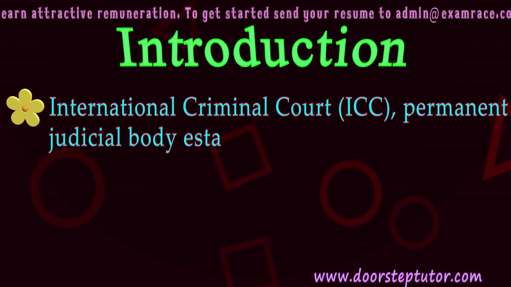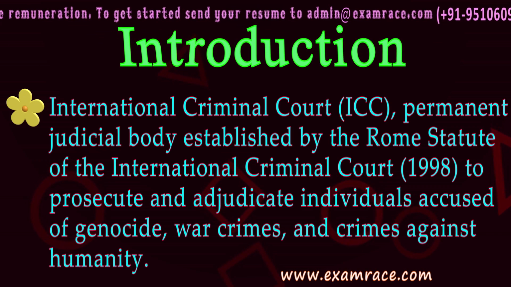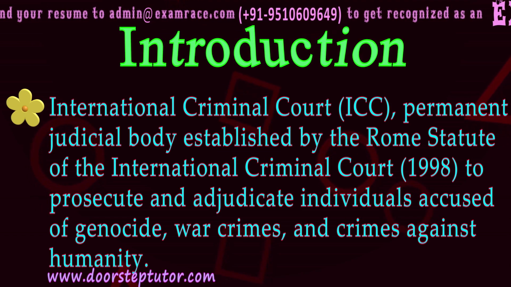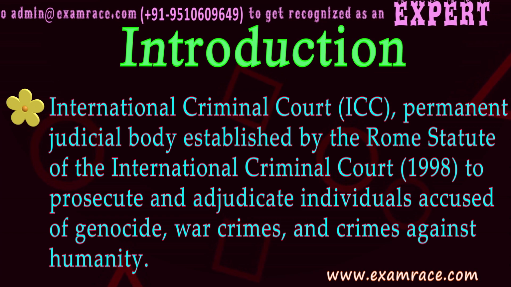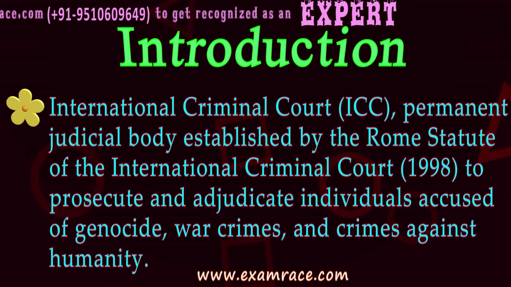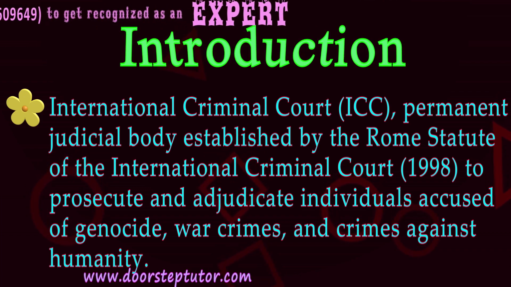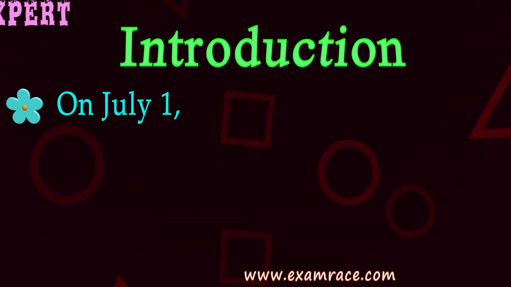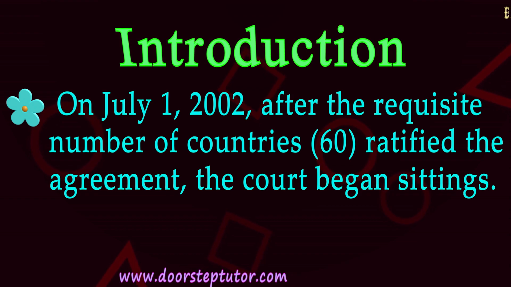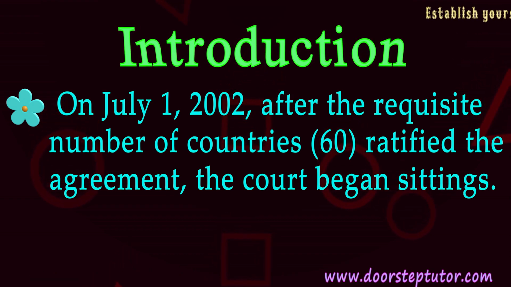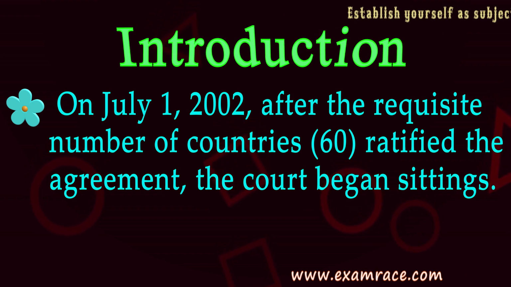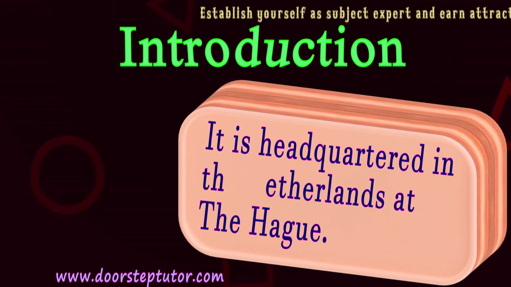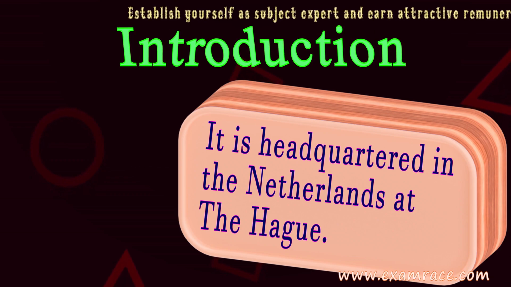It was established by the Rome Statute of the International Criminal Court in 1998 to prosecute and adjudicate individuals accused of crimes like genocide, war crimes, and crimes against humanity. It is a permanent judicial body. On 1st July 2002, after the requisite number of countries, 60 in number, ratified the agreement, the court started its sitting. It is based in The Hague, Netherlands. It is headquartered there only.